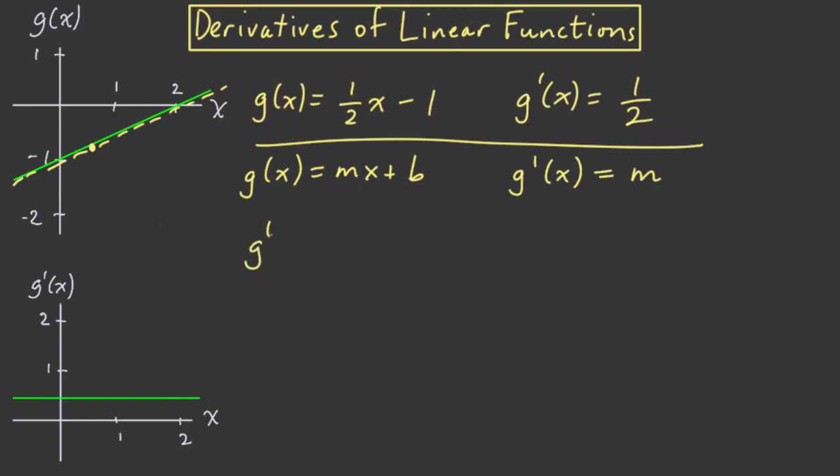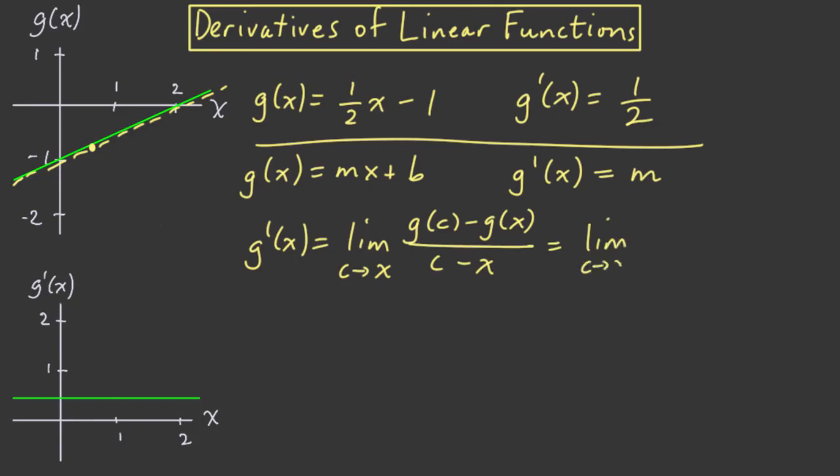We know that g prime of x is defined as a limit. It's the limit as c approaches x. So I'm using c here, not b, because I already have b written in the function. So limit as c approaches x of g of c minus g of x over c minus x. And if we just plug this into the definition of g, we've got the limit as c approaches x of mc plus b minus quantity mx plus b, over c minus x.